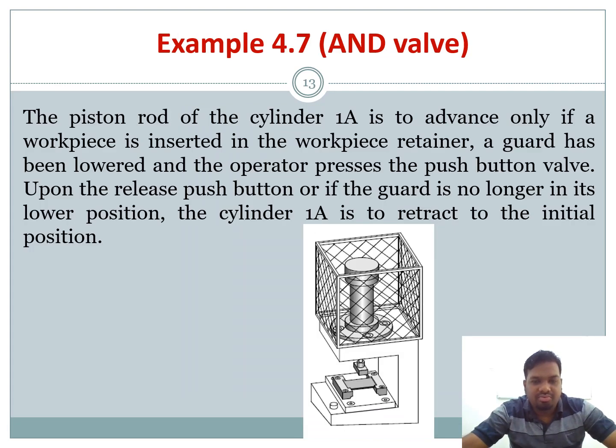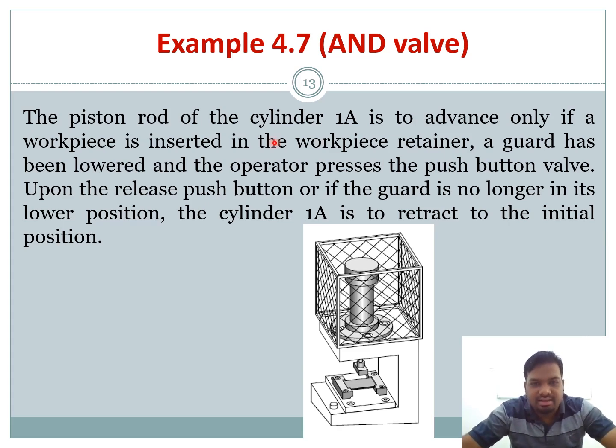Okay, so we move to another example, example 4.7. This is on an AND valve. The piston rod of a cylinder 1A is to advance only if the workpiece is inserted in a workpiece retainer, the guard has been lowered, and the operator presses the push button valve. Upon release of the push button, or if the guard is no longer in its lower position, cylinder 1A is to retract to the initial position.